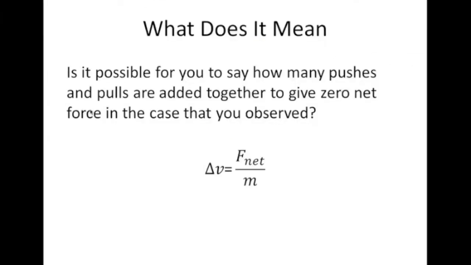As a final question, we were asked, what does it mean? Is it possible for you to say how many pushes and pulls are added together to give zero net force in the case that you observed? Using Newton's second law of motion, we can tell that all the forces are combined into what is known as the net force. So there's no way of separating this net force. So I conclude that it's not possible to say how many pushes and pulls are added together.